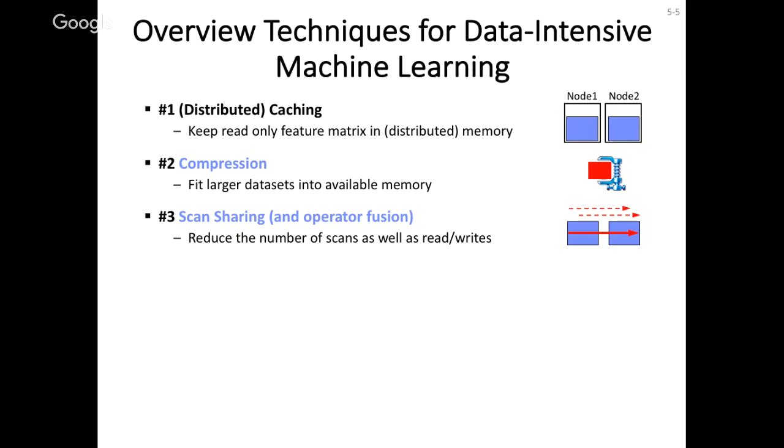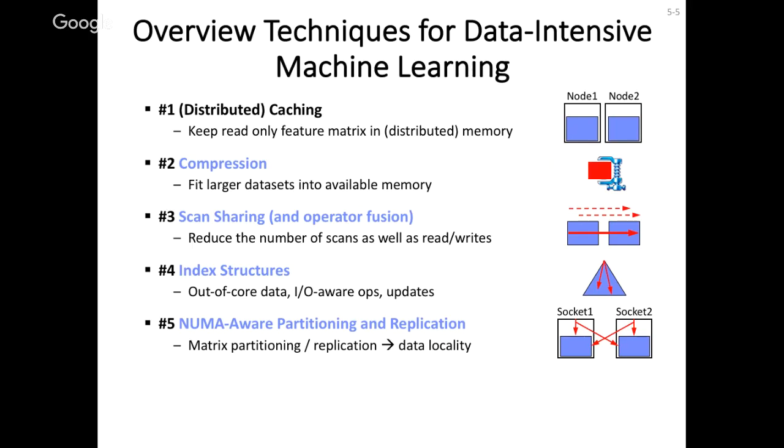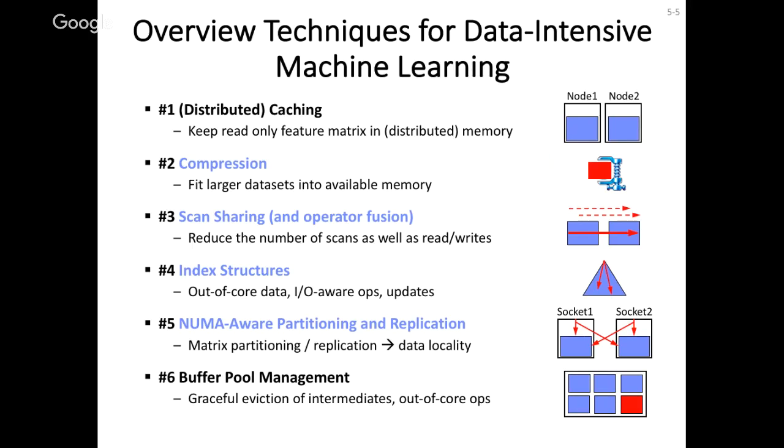There are approaches for scan sharing, where we try to transform many scans of our matrix, which are memory bandwidth bound, into one compute bound scan over the entire matrix. There are index structures for out-of-core operations, as well as to improve data placement in NUMA architectures. Especially with regard to NUMA, there are also works that try to balance hardware and statistical efficiency by deciding upon model and data replication. And finally, there's some work on buffer pool management.